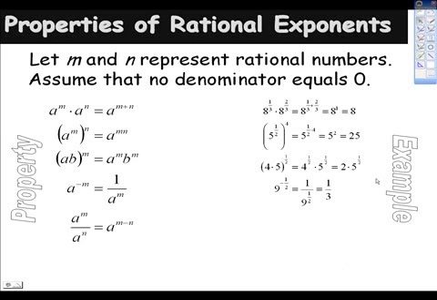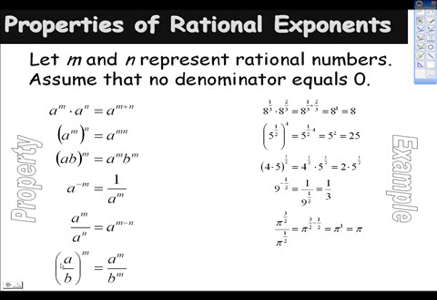A to the m over a to the n. This is a lot like the ones up here where we were multiplying like bases. Now we're dividing like bases. The rule on multiplying like bases was add the exponents. The rule on dividing like bases is subtract the exponents. Here's an example. Pi to the 3/2 over pi to the 1/2 is the same as pi to the 3/2 minus 1/2, or pi to the 1, or we should just write pi.